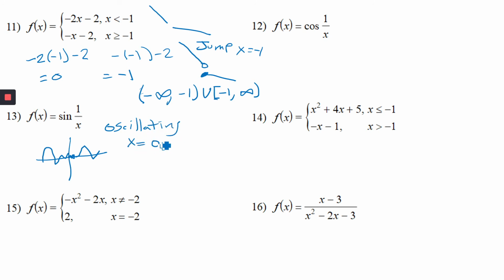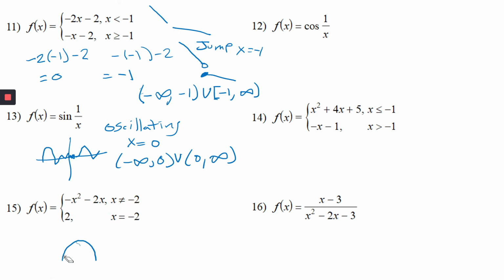X equals 0. And so this is continuous everywhere else, from negative infinity to 0, union 0 to infinity. And number 15, what this one looks like is another piecewise function. It's going to look like this parabola, negative x squared minus 2x, almost everywhere except at negative 2. At negative 2 it's defined to be 2. So we have a parabola, and almost everywhere it's going to be like this except at negative 2.